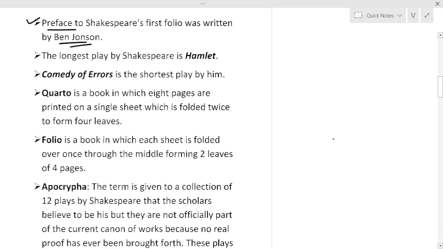The longest play by Shakespeare is Hamlet, and the shortest one is The Comedy of Errors. It is somewhat less than 2000 lines.